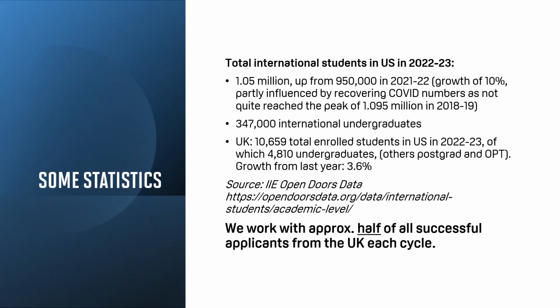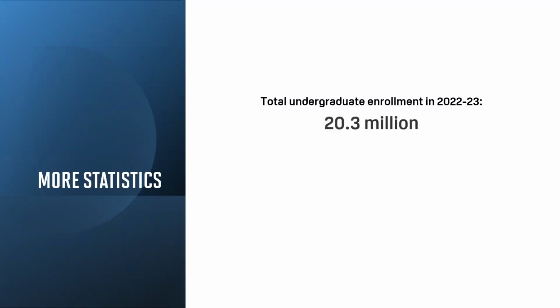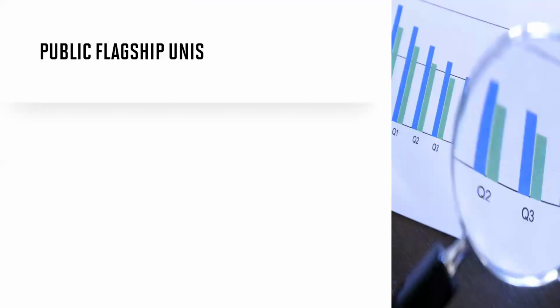At UES, we're working with approximately half of all successful applicants in the UK in each cycle. And the reason we know that is because we're working with around 800 students in each year, of which we estimate that around 600 of the 1,200 that go on from the UK to the US will be working with us. So in terms of total undergraduate enrollment in 22 to 23, we've got 20 million, which is around 1 in 20 being international, and that's from Statista.